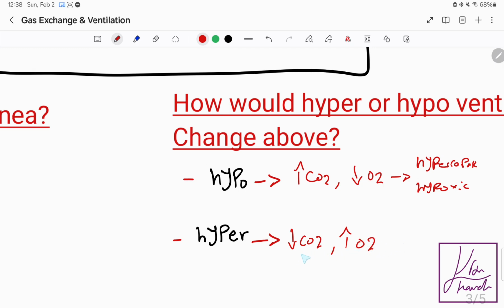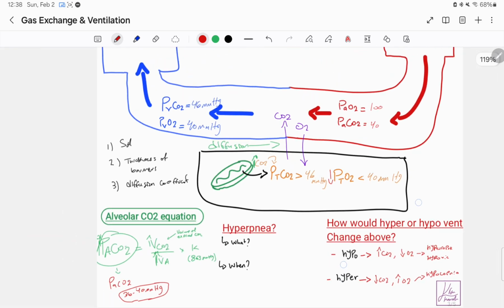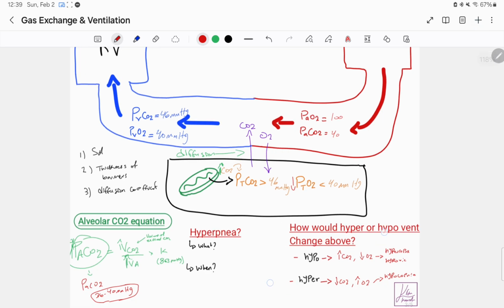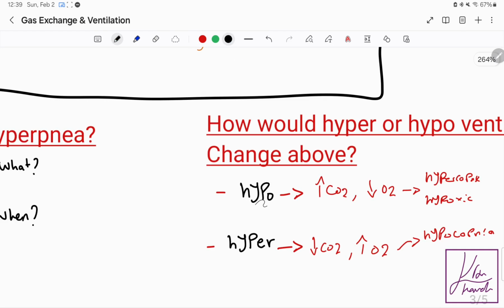You know what it's called when we have low CO2 in the blood? That's actually called hypocapnia. So high was hyper, low was hypo. Okay? Awesome. So that's how hypo and hyperventilation work. Hypo and hyperventilation. And again, it's just very, very important.